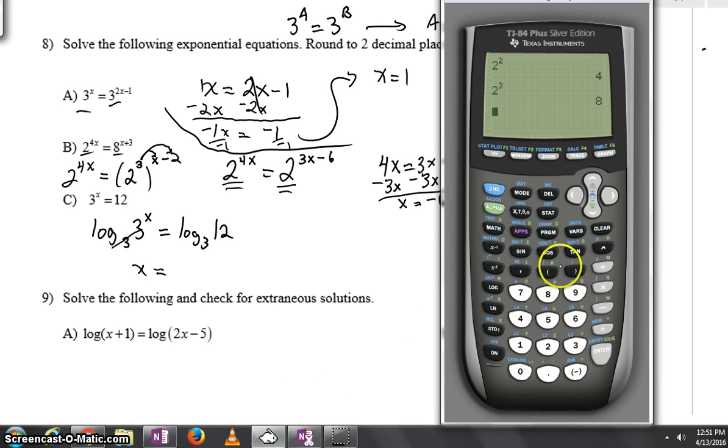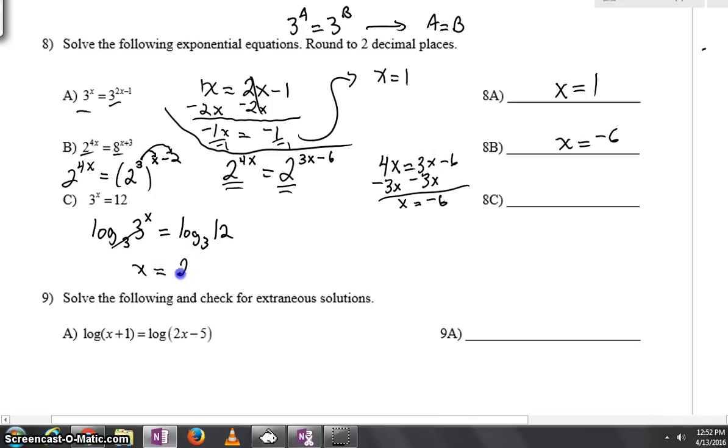Then on the right-hand side, if you go to math and come down to answer choice A, log base, you'll be able to type in log base 3, hit your right arrow to go over to the 12, and you'll get 2.26 going to 2 decimal places. And then we will be done.